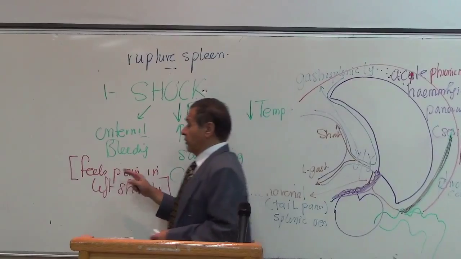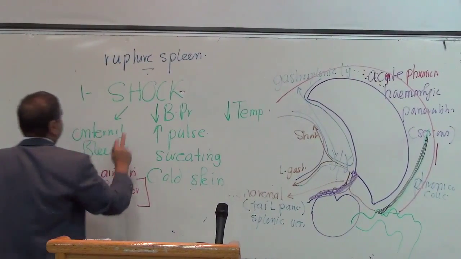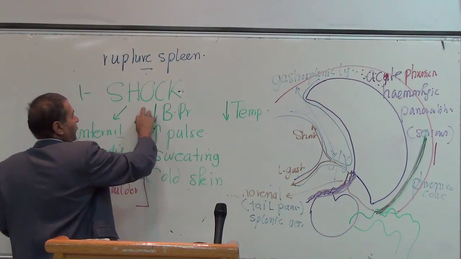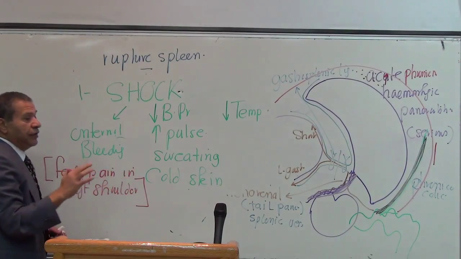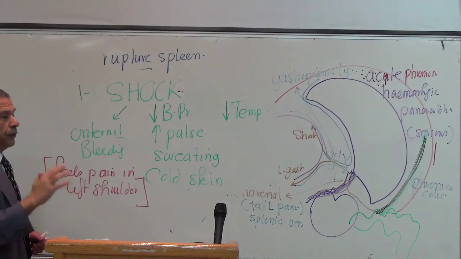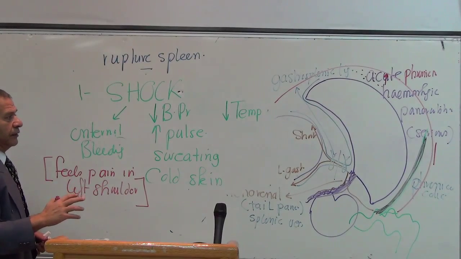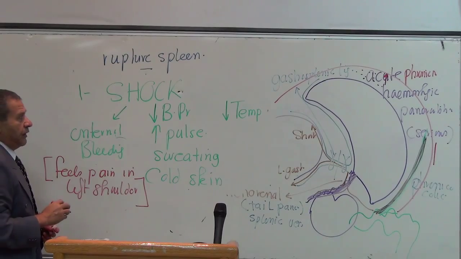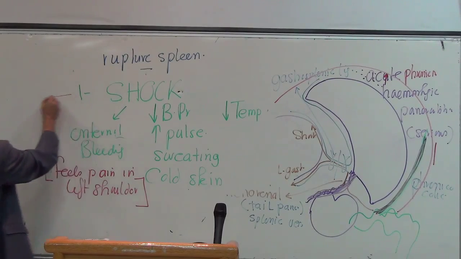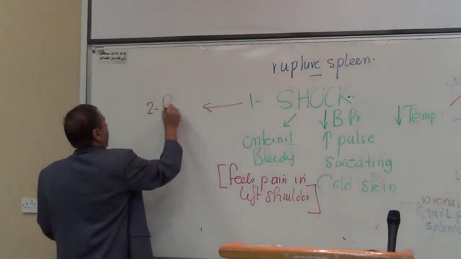Feeling the pain in the left shoulder in a patient with shock indicates internal hemorrhage, internal damage or rupture in the abdomen, to the peritoneum, internal bleeding. So it indicates also that this is a ruptured spleen. After this shock, usually the patient's second stage is recovery.